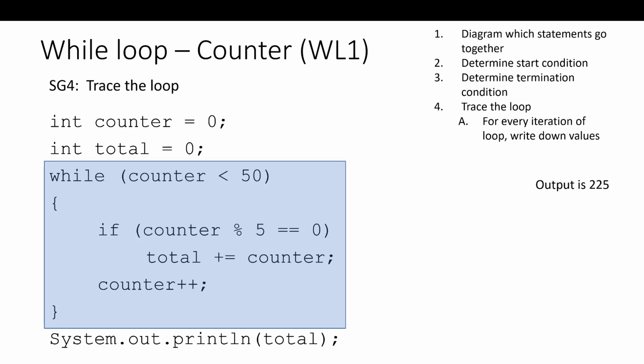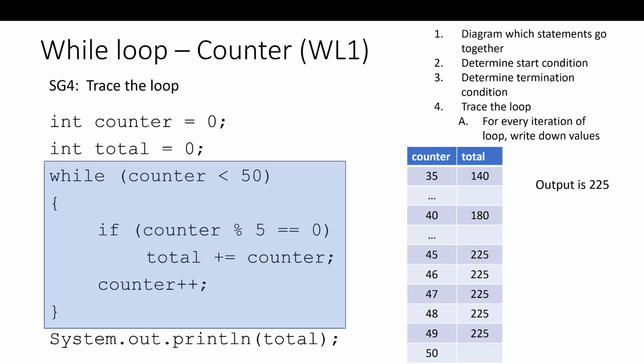As we continue, we can see that eventually when counter reaches 45, we will add 45 to total, which brings us to 225. When counter becomes 50, we exit the loop. Remember, the termination condition was when counter is greater than or equal to 50.